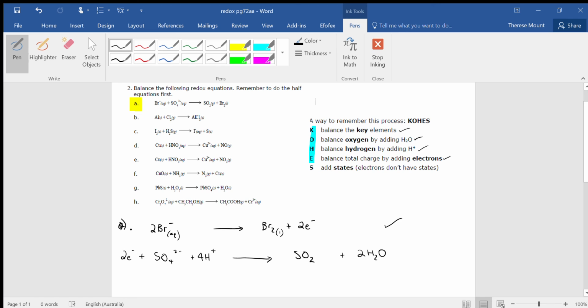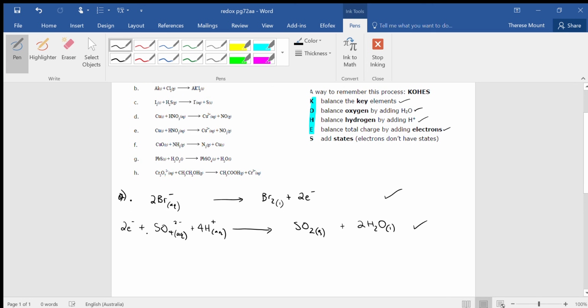Now I just need to add the states. So I've got sulfur dioxide gas there, water as my liquid, hydrogen ions as aqueous, sulfate ions as aqueous, and electrons don't have states. So that is completely balanced for my half reaction. Then my next step is to add these two together. If I'm going to add them together, I need my electrons to be the same value before I can do that. So just checking, 2 electrons, yep, good. This is giving away 2 and this is accepting 2, so they're both the same, which tells me I can go ahead and add them together.